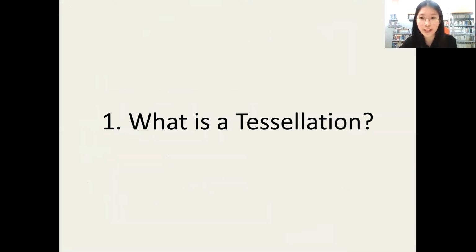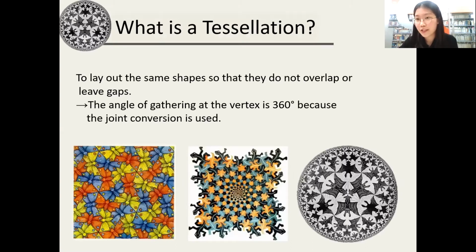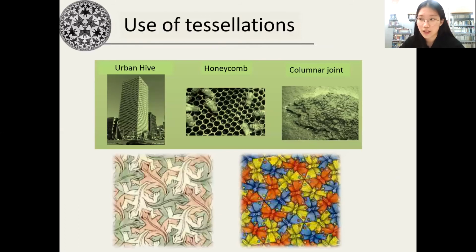So first, what is a tessellation? The term tessellation was coined from a small square-shaped tile or stone used in ancient Roman mosaics, and it was called a tessella. These tiles of the same shape do not overlap or create gaps in between, like the tiles you can see on a bathroom floor. When placed to cover a flat surface or space, the sum of the angles at a point where several tiles meet should be 360 degrees. As you can see in these photos, tessellations can be seen in honeycomb patterns, columnar jointing structures, and Escher's artwork.